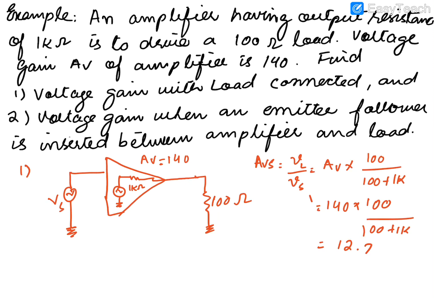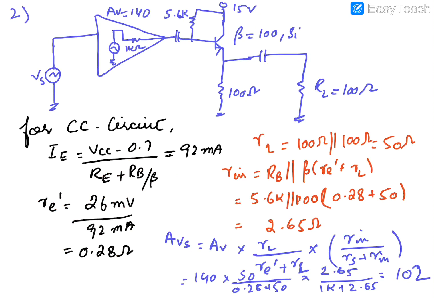Next is the case when we have to find the voltage gain when an emitter follower is inserted between the amplifier and load. So this is the second case, where this is the emitter follower circuit, which is connected between the amplifier and the load resistance. In this case we will find the overall voltage gain. For this we first have to find the value of input resistance, RE dash and small RL.